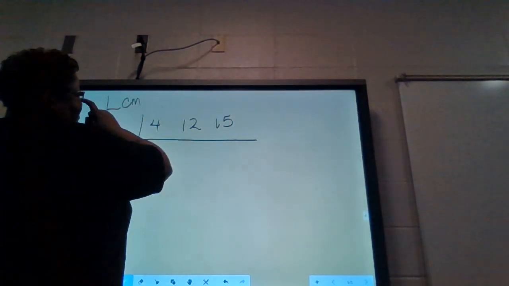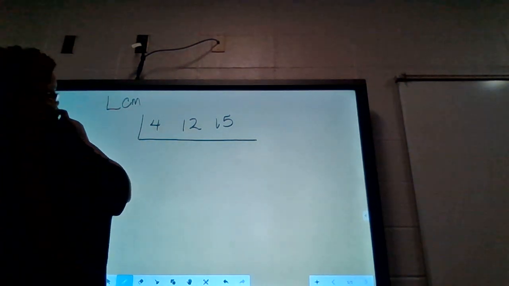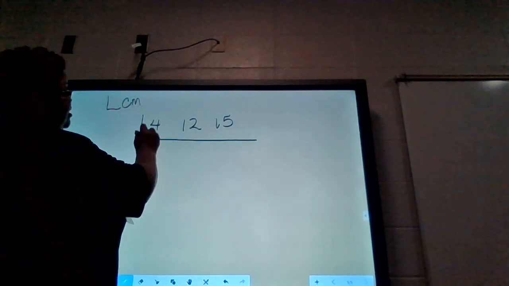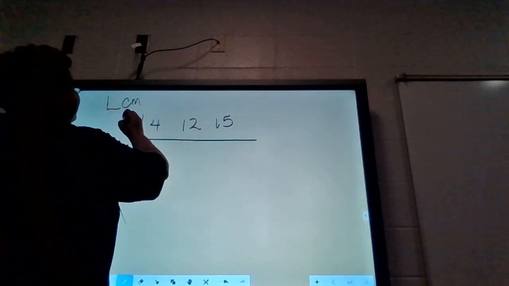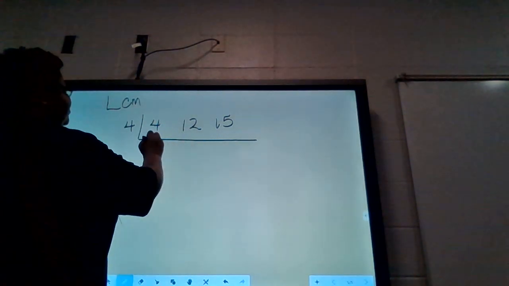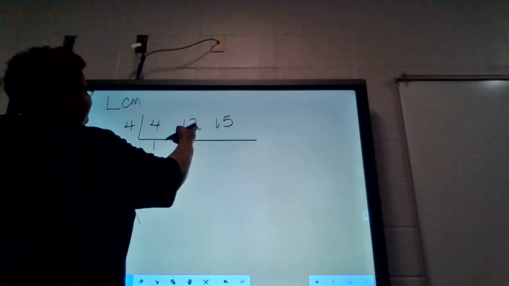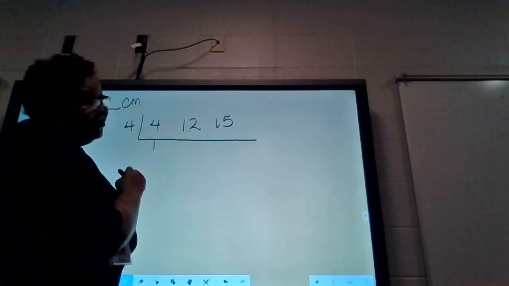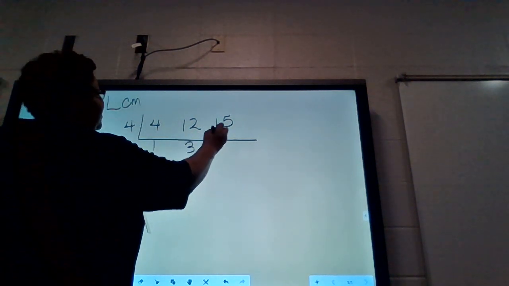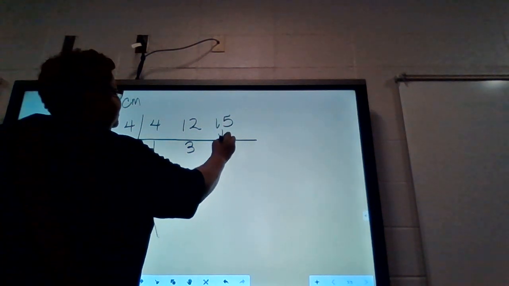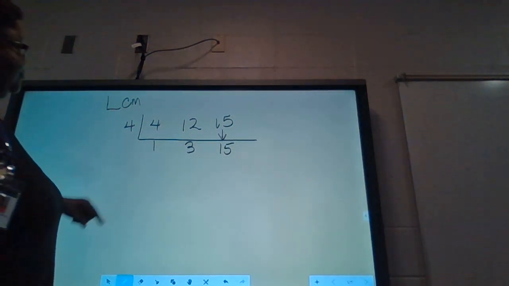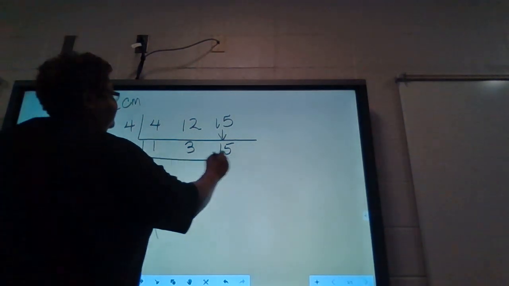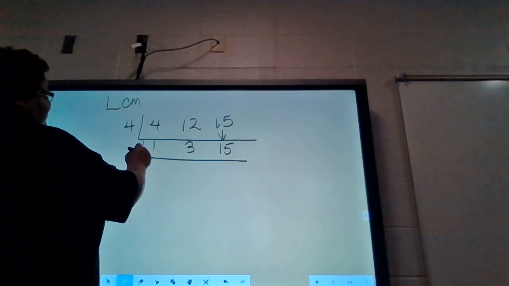So what goes into all 3 of them? Nothing. But 4 goes into 4 and 12. So let's do that one first. 4 goes into 12 one time. 4 goes into 4 one time. 4 goes into 12 3 times. It does not go into 15, so we're going to simply pull that down. See that?